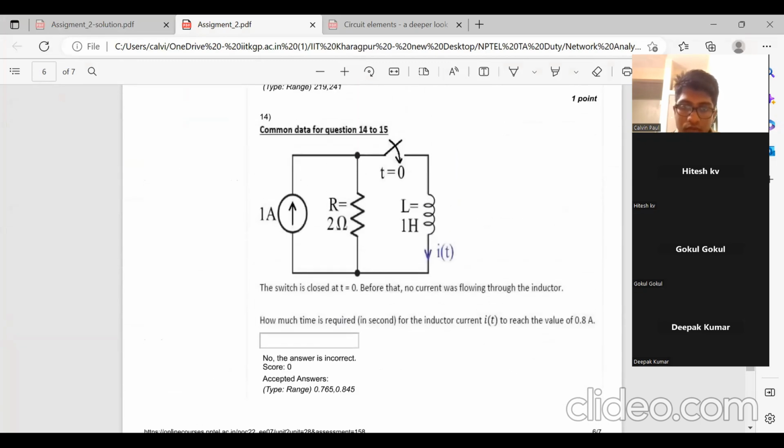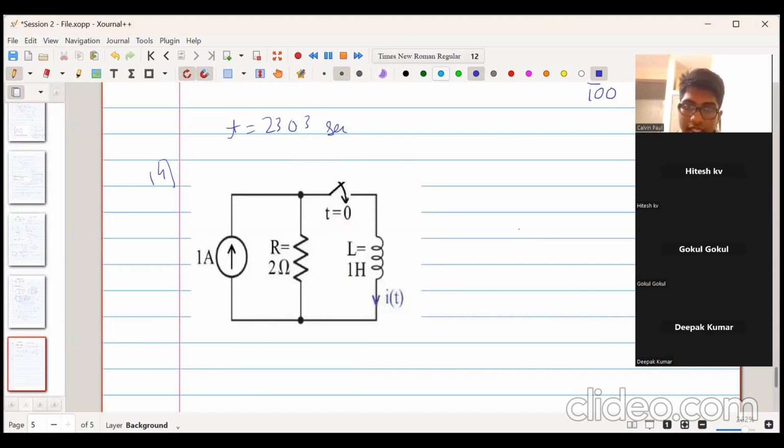So now what we will do is, at t equal to 0, IL(0-) is 0 ampere. Now we will apply KCL at this node. So this is 1 equal to 1 plus V by R. Let us assume the voltage here is V(t). So this is V(t) upon R plus the current through the inductor.